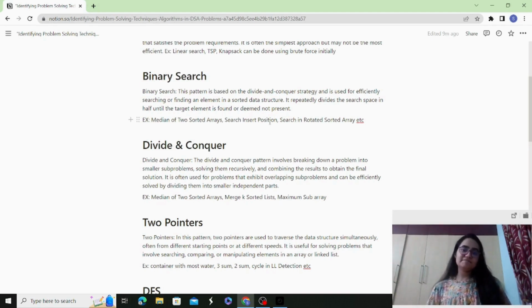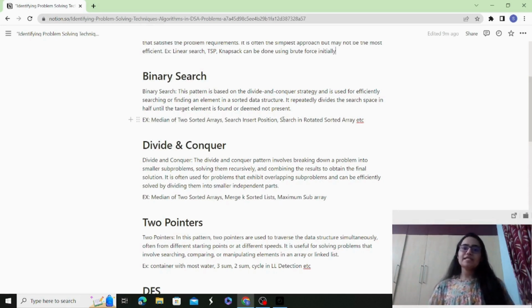that half of the space which does not contain the element, but the half of the search space which will contain the element is going to be the one which you are going to further prune, or further divide, right, using the divide and conquer technique. So that is binary search, and some examples for binary search are median.